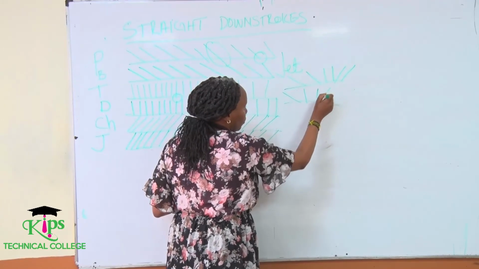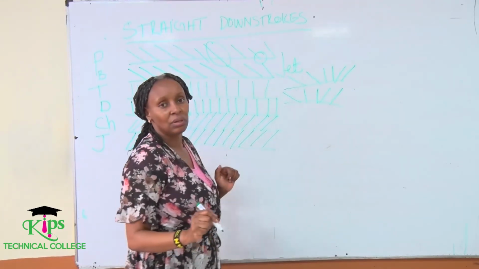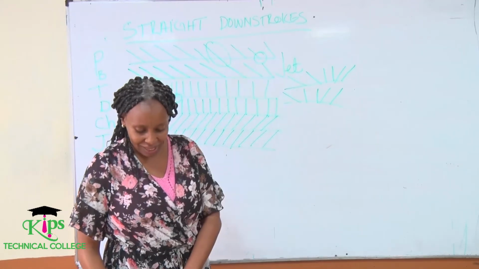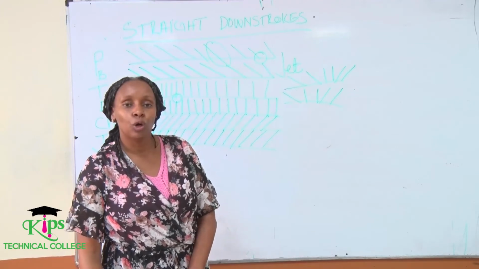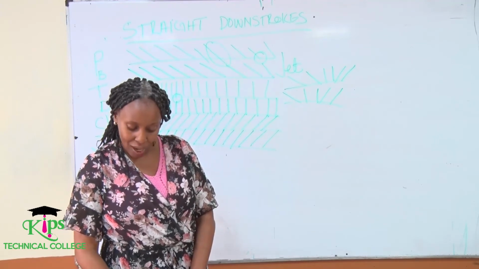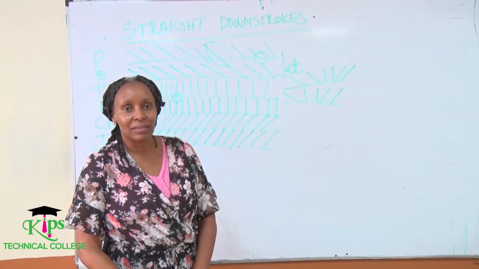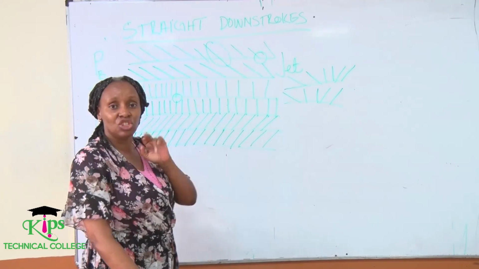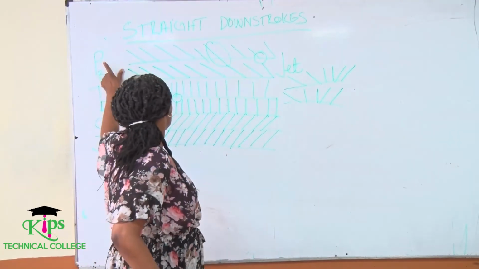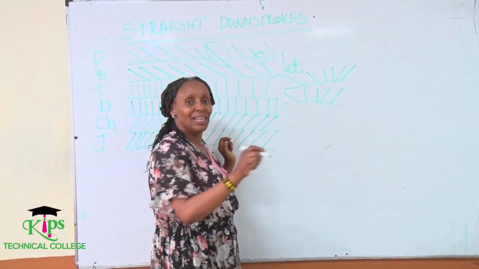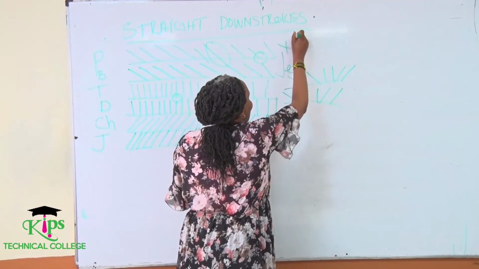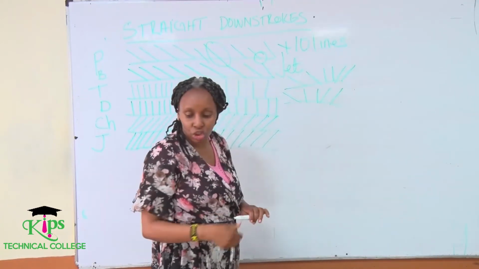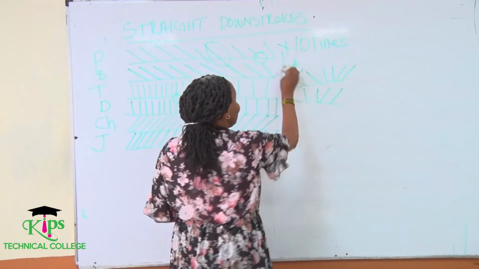Down, up, down. Okay? So, when I give you this assignment, what I want you to do is look at the six consonants. Okay? Now, the six consonants, the P, B, T, D, Ch, and J, each of these, I want you to drill 10 lines each. 10 lines each.